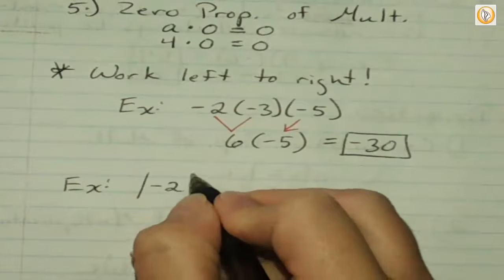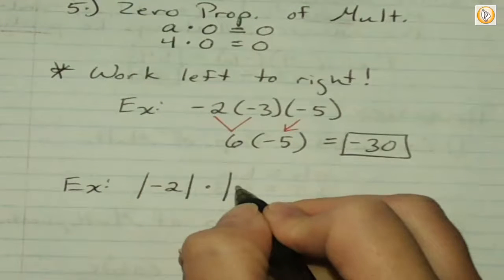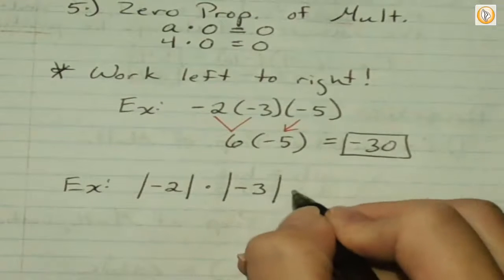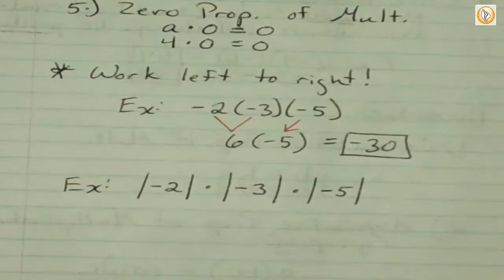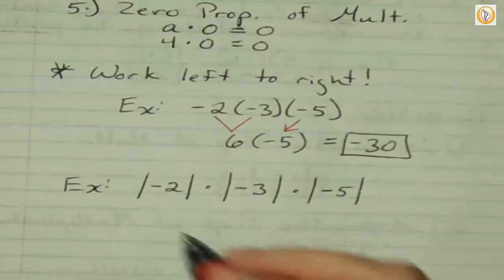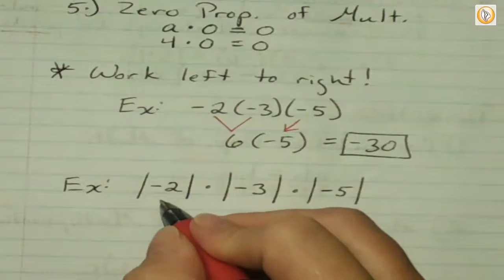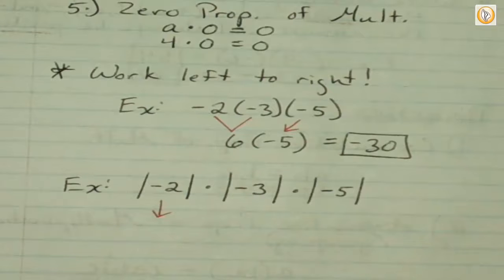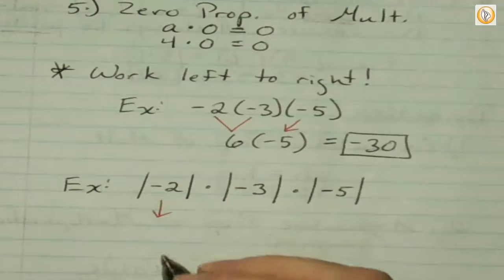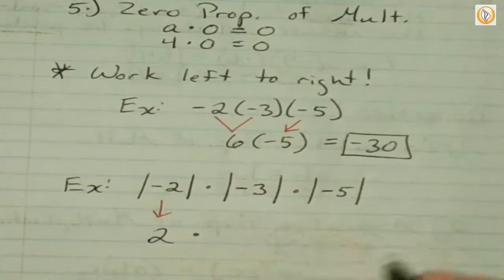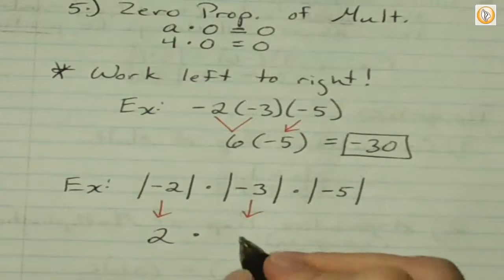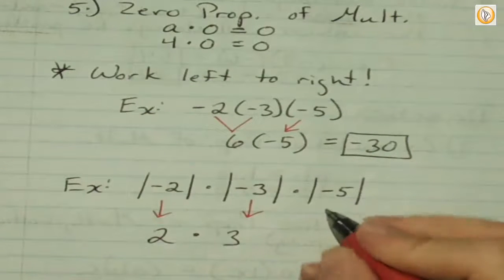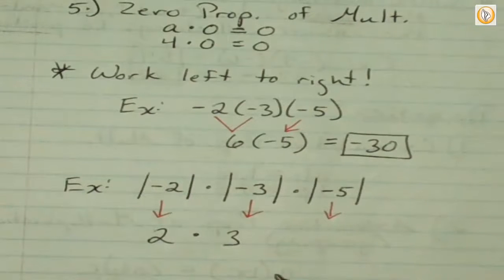Absolute value of -2 times absolute value of -3 times absolute value of -5. Let's see, Aiden. You turn it back. 2 and 2. So you just bring them all down, right? What is the absolute value of -2? 2. What is the absolute value of -3? 3. Gabby. What is the absolute value of -5? Emily.